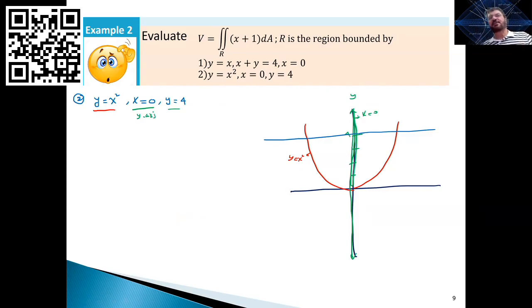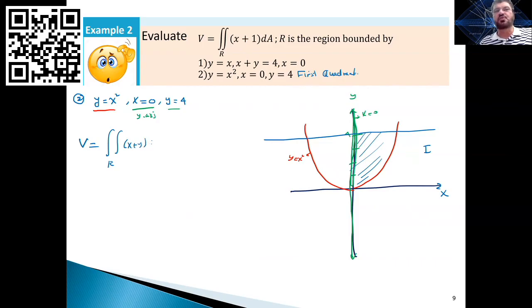Now, I should add something here. This is in the first quadrant. The question has to have this statement. It's in the first quadrant. First quadrant, by the way, here is the x-axis. This is the first quadrant. So my region is here, guys. Got it? So the volume is equal to double integration over R of x plus 1. Now it's up to you to decide what type of region you want to take. It's easy. You can see I'm going to take what? Region of type 1.